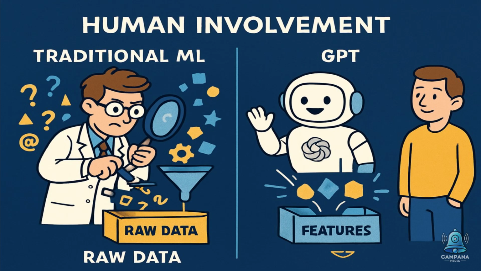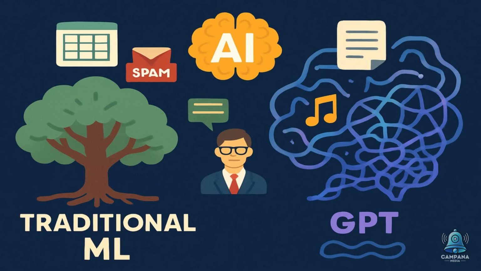Finally, human involvement. Traditional ML often requires significant feature engineering, where human experts manually extract and select relevant features from the data. This can be a time-consuming and expertise-intensive process. GPT, thanks to its deep learning architecture, automatically learns and extracts features from the raw data, significantly reducing the need for manual intervention.